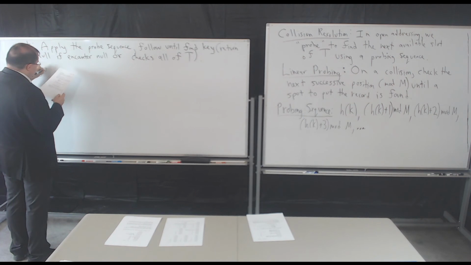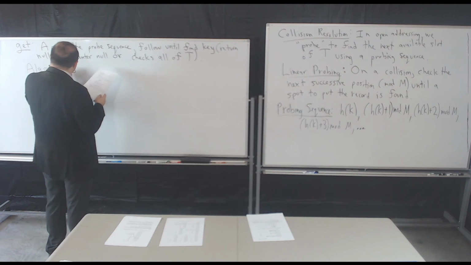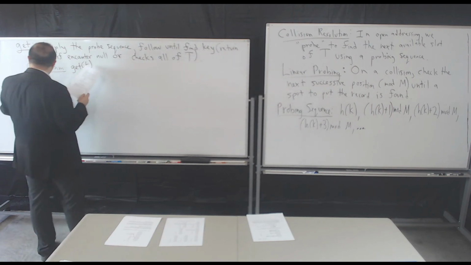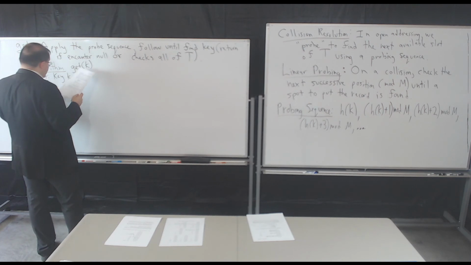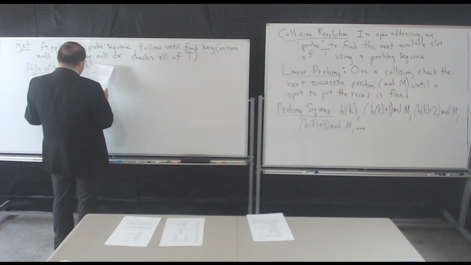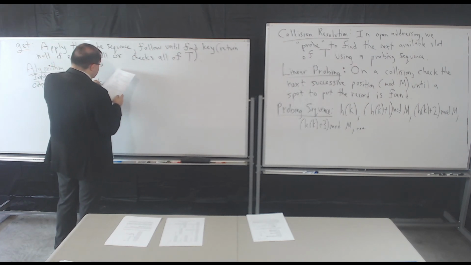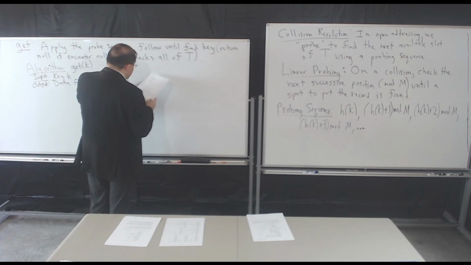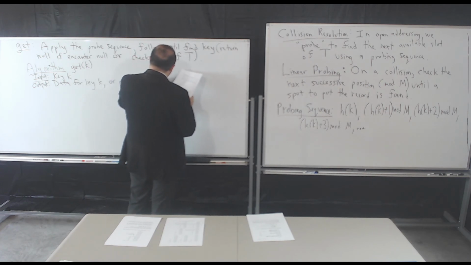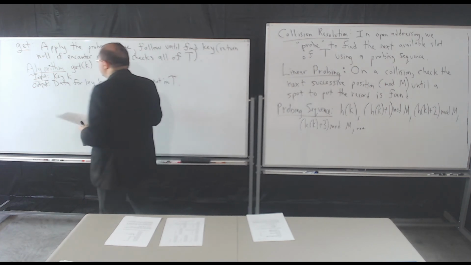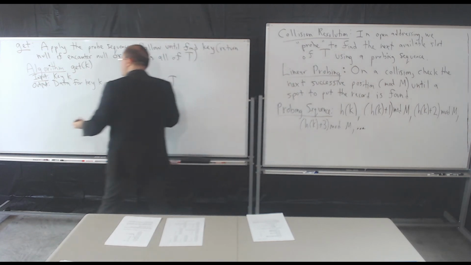So let me write down get. Let's get the algorithm out. Let's go get. So get is going to be given as input a key k, as output, it's going to get the data for key k, or null if k is not in T, not in the table. So that's my input output.